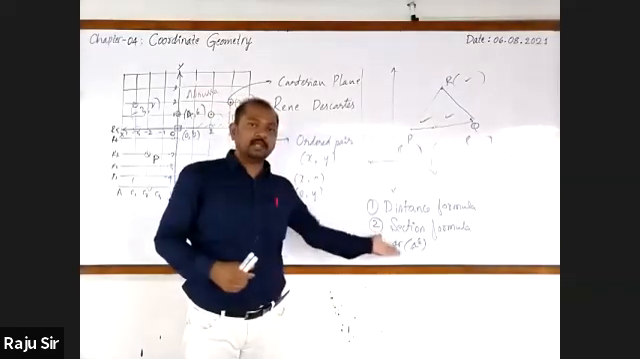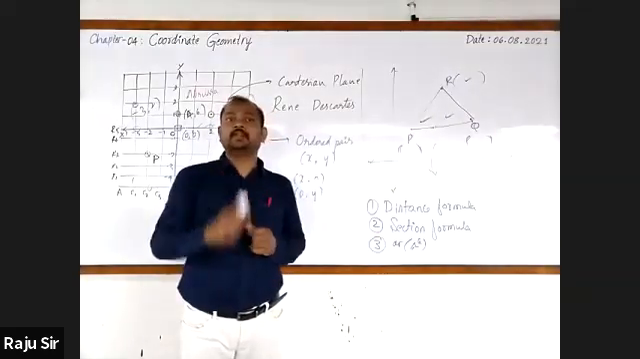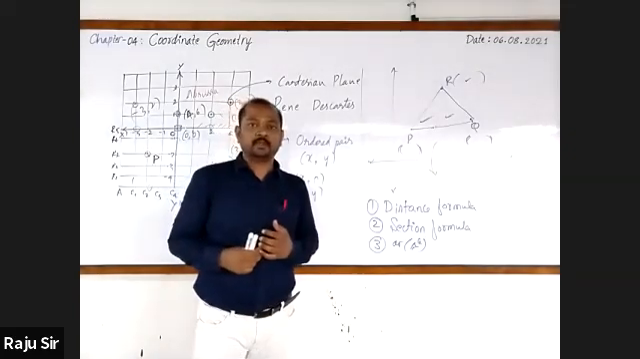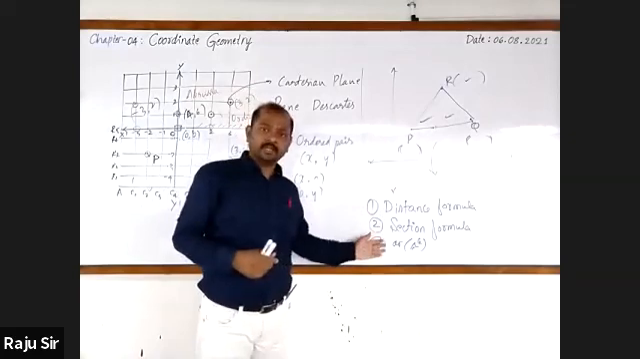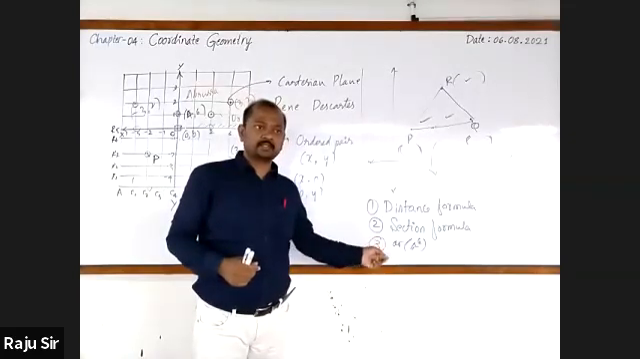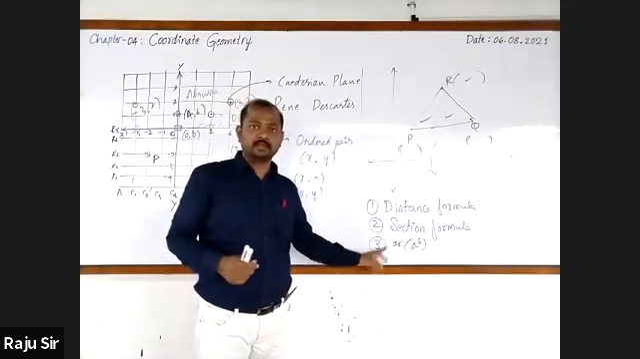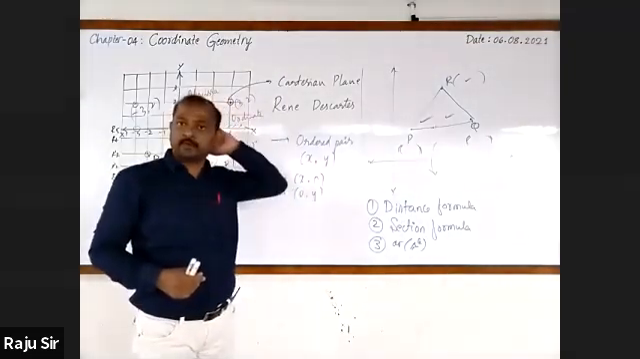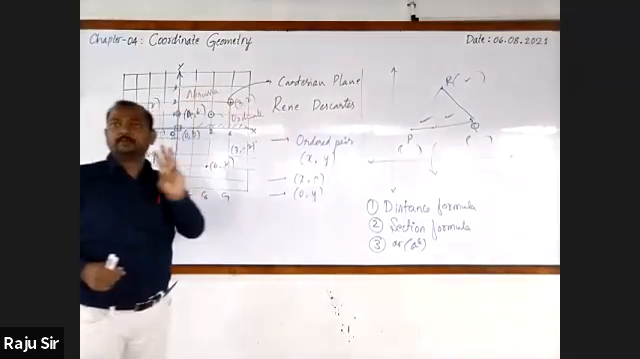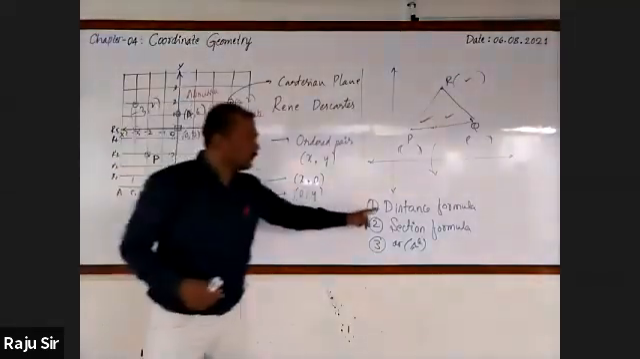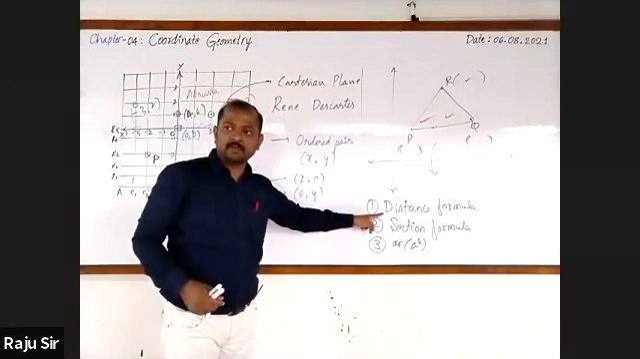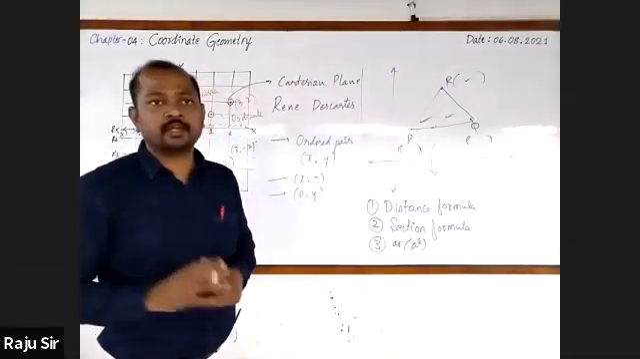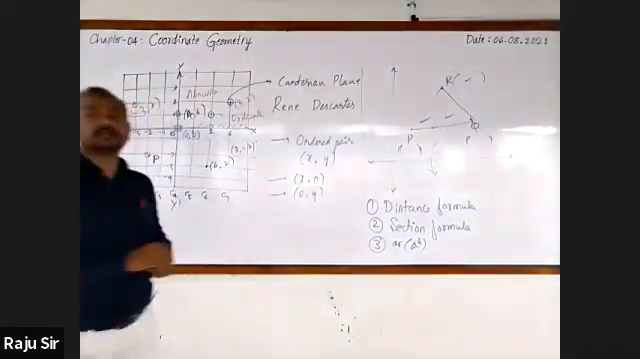Actually, the area of triangle concept has been deleted in your syllabus as well. Hope that you might have seen that syllabus copy. Anyway, I'll teach you this also, only for the sake of knowledge. But these 2 are a must: distance formula and section formula. So totally, we will learn 3 important concepts: one is distance formula, second one section formula, third one area of triangle. So let's move on to the concepts one by one.